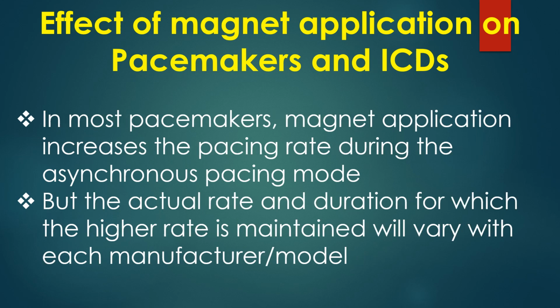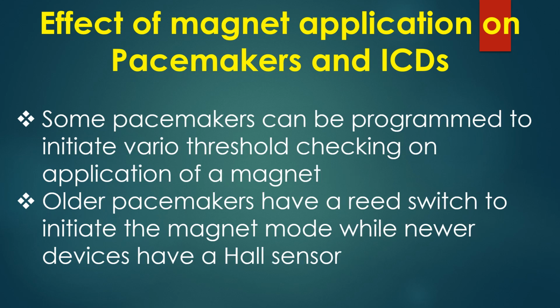In most pacemakers, magnet application increases the pacing rate during the asynchronous pacing mode, but the actual rate and duration for which the higher rate is maintained will vary with each manufacturer or model. Some pacemakers can be programmed to initiate vario threshold checking on application of a magnet. Older pacemakers have a reed switch to initiate the magnet mode, while newer devices have a Hall sensor.